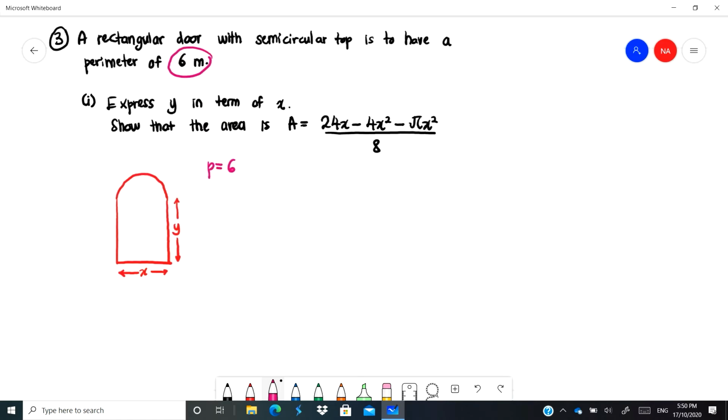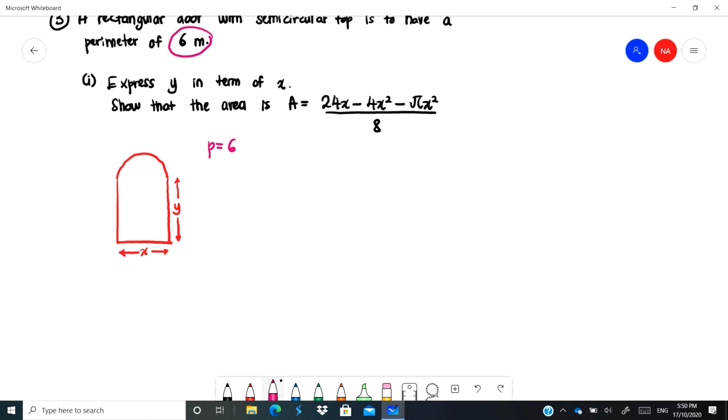Firstly, we're going to express y in terms of x. To do that, we have to manipulate the formula for the perimeter, because we are given that the perimeter is equal to 6. We can find the dimension y, which is the same as the other side. The dimension for this part is given by the circumference of the semicircle. The circumference of a circle is 2 pi r, but for the semicircle it is pi r.